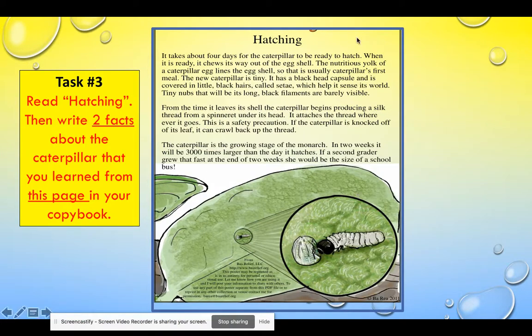Task 3, we're going to read this little part about hatching, and you're going to write me 2 facts about the caterpillar that you learned from this page in your copybook, okay? One thing I learned is this. Another thing I learned is blank. Okay, there's quite a few facts on here. Just pick 2 of your favorite, okay?